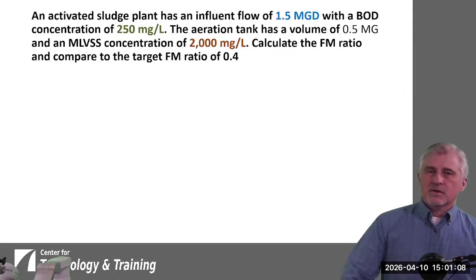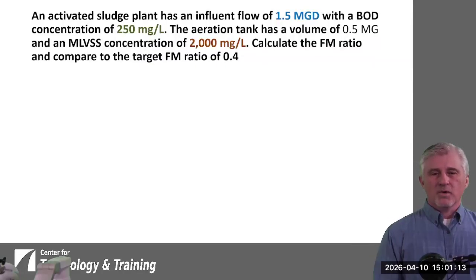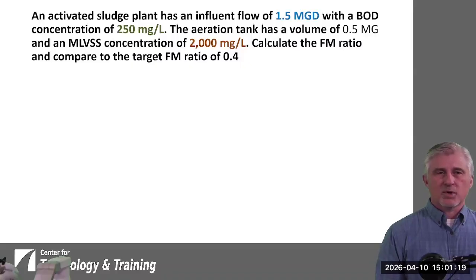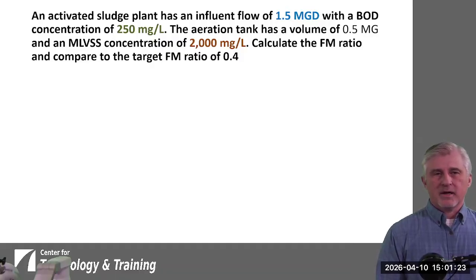So we'll work an example here. We've got an activated sludge plant that has an influent flow of 1.5 million gallons a day with a BOD concentration of 250 parts per million. The aeration tank has a volume of 500,000 gallons and an MLVSS concentration of 2,000 parts per million. Calculate the food to microorganism ratio and compare it to the target F/M ratio of 0.4.